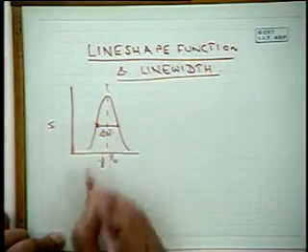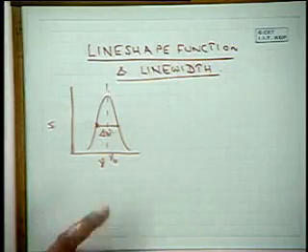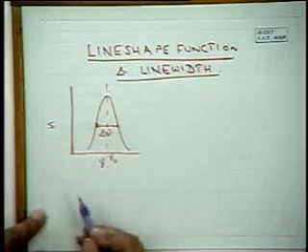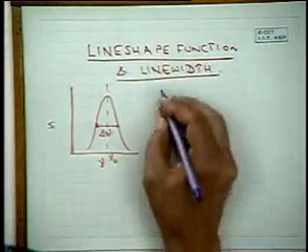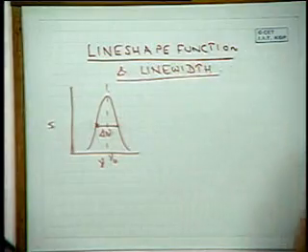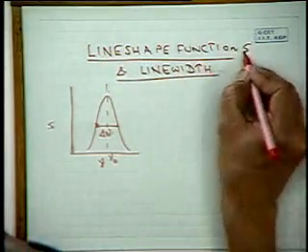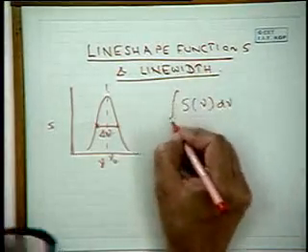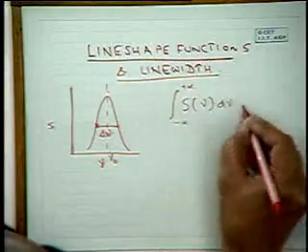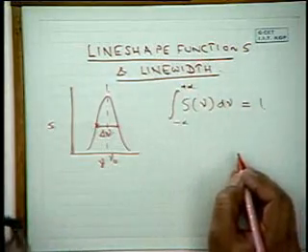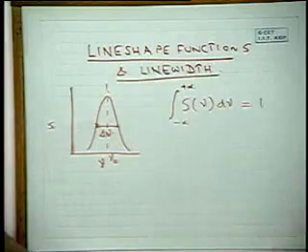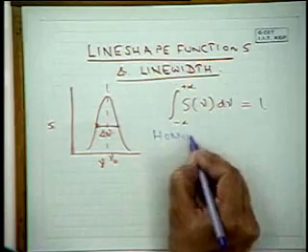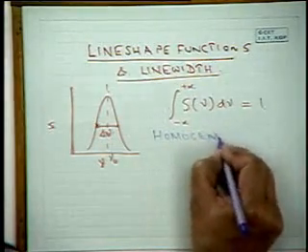As in the case of any laser, we want to know what are the parameters that determine this line width, and the line shape function that we define here as S. S is defined as the integral of S nu d nu from minus infinity to plus infinity equal to 1. And as you can quite imagine, there are two broadening mechanisms in general, homogeneous and inhomogeneous.